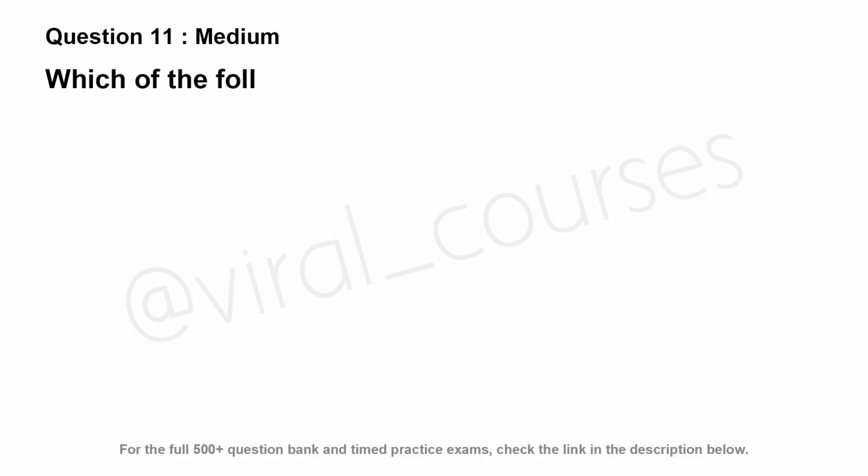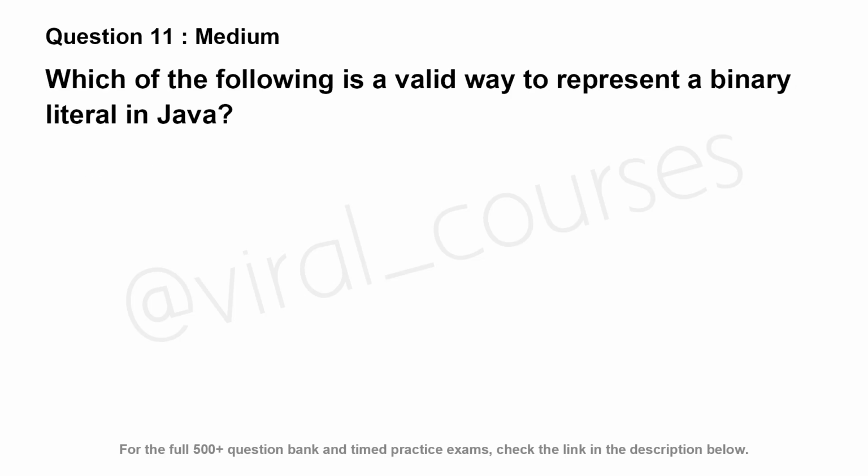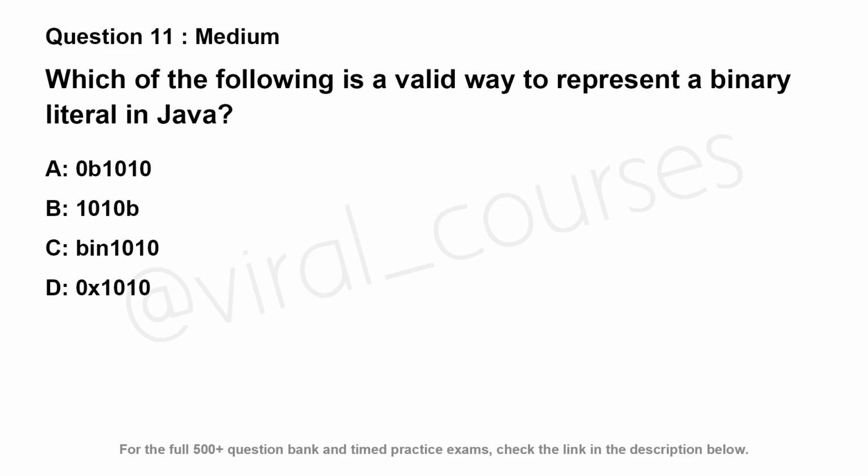Which of the following is a valid way to represent a binary literal in Java? Option A, 0B1010. Option B, 1010B. Option C, bin 1010. Option D, 0 by 1010.